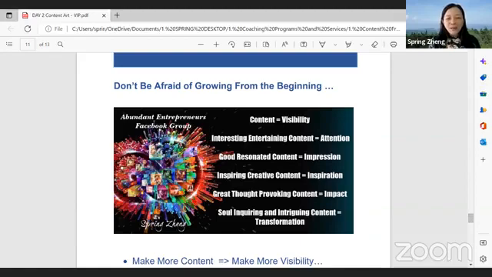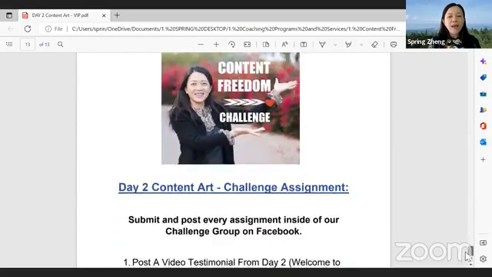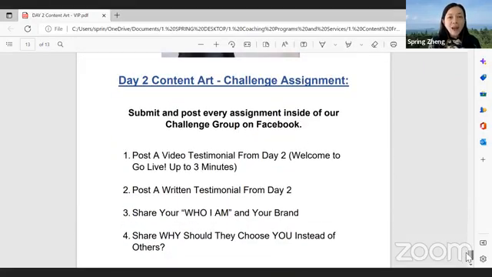I hope, let me stop this share. And by the way, quickly, after we share more about the content, at the end of every day we will have a challenge assignment, and our members will get into our challenge group on Facebook. They will do the live video, and they will share today's learning, and then from there they will take action. For example, you will share your who am I, your brand, and they will get me and our members feedback, and also you will share why people should choose you instead of others.